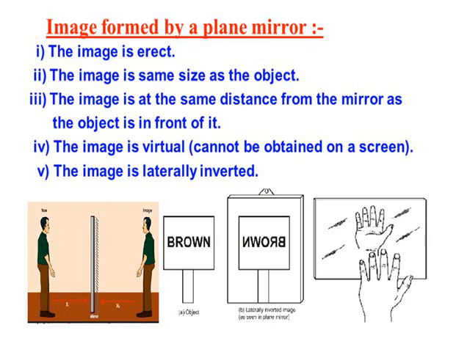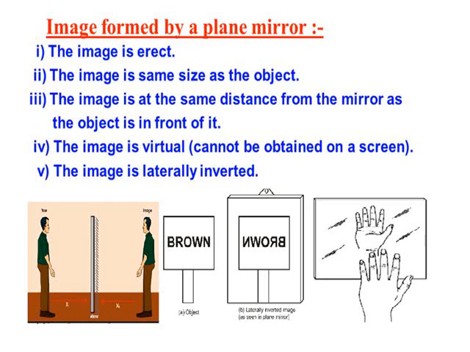Then the last point, the image is laterally inverted. So laterally inverted we have also discussed in the case of the ambulance. Now see the word "brown" and observe how the letters are when you show it in the mirror. The left side of the object appears as right and the right side appears as left, and this property is known as lateral inversion.